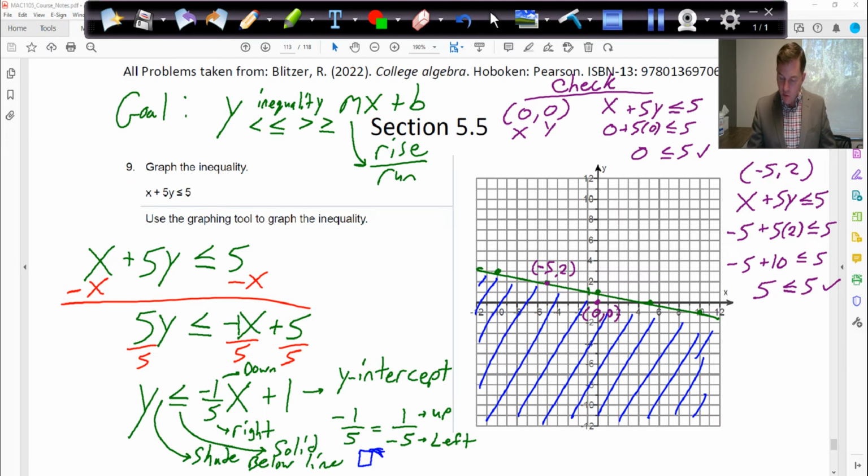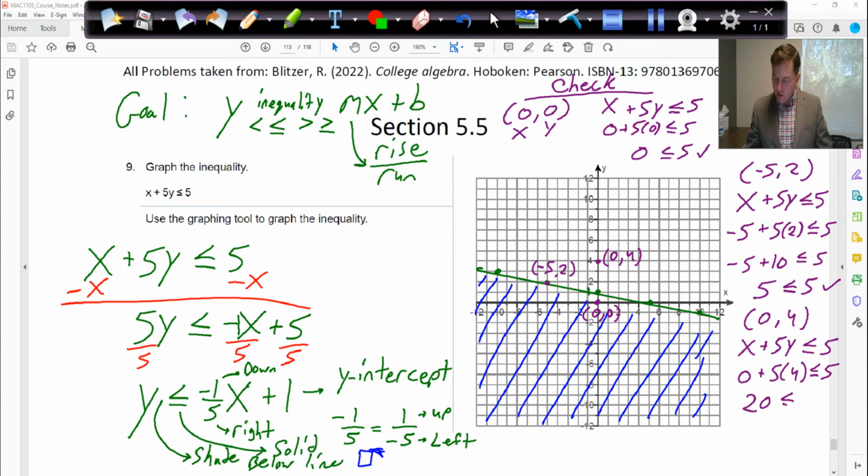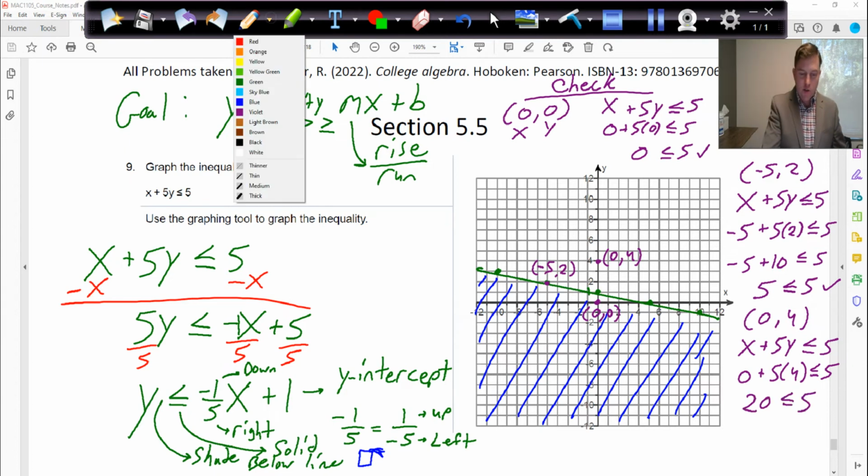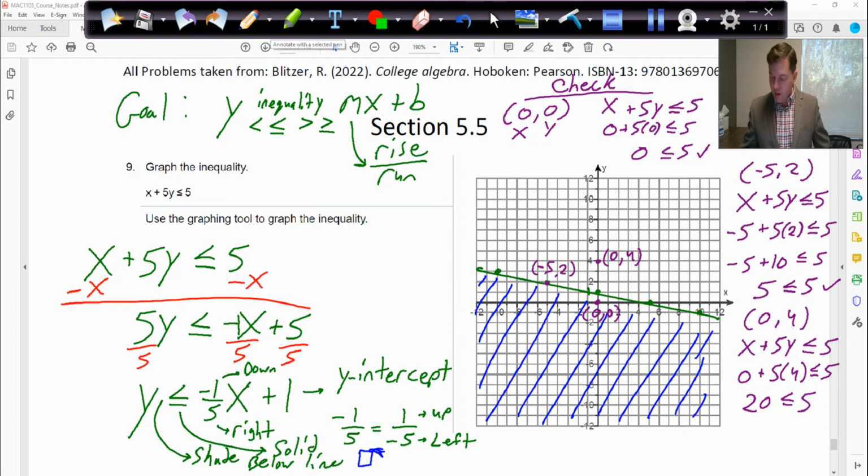Okay, now let's pick any point above the region we said would work. So let's pick this point here. X is 0, y is 4. I can pick any point, so I might as well pick a point where one of the variables goes away. So we would check 0, comma 4 as x and y, and see if that is less than or equal to 5. X is 0, y is 4. We would get 0 plus 20. Is 20 less than or equal to 5? We would say no, that is false.